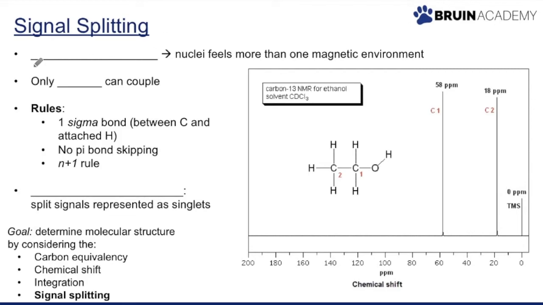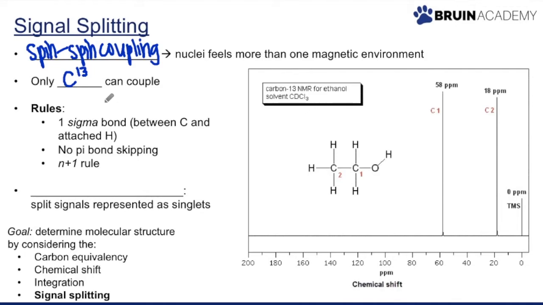So the last thing I do want to go over, however, is signal splitting, which is super important. If you remember from lecture, there's a process called spin-spin coupling, and this is when the atom nucleus that you're looking at feels multiple magnetic environments. When you have this type of process, this causes signal splitting. And something to remember is that only carbon-13 can couple. So some important rules to keep in mind: again, we're counting the number of bonds in order to determine which ones are considered neighbors.